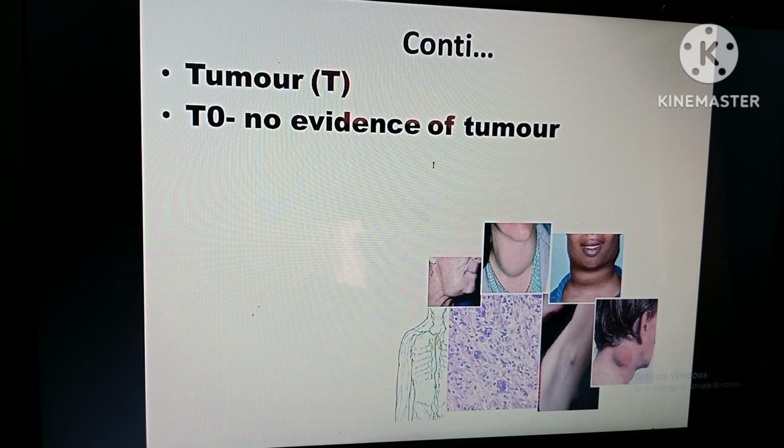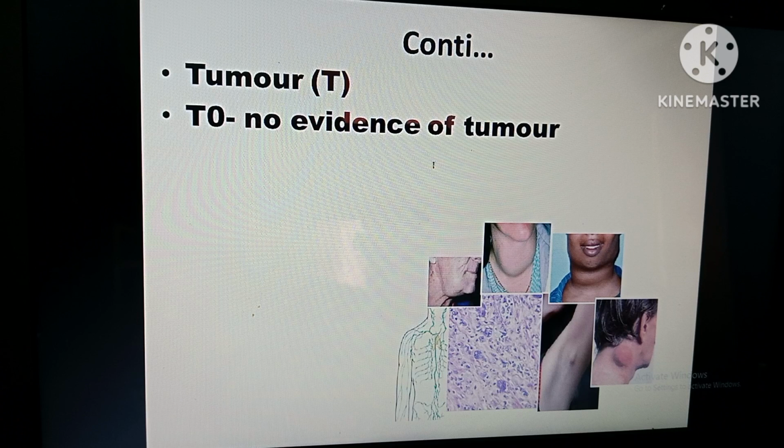Now, T stands for tumor. If you get the opportunity to work in an oncology ward, when you come across a patient, you go through the chart and see how the doctor has written. Doctors usually mention this according to the TNM classification only. So if you study here, when you go through the chart, you will understand properly. The doctor will be using this method only.